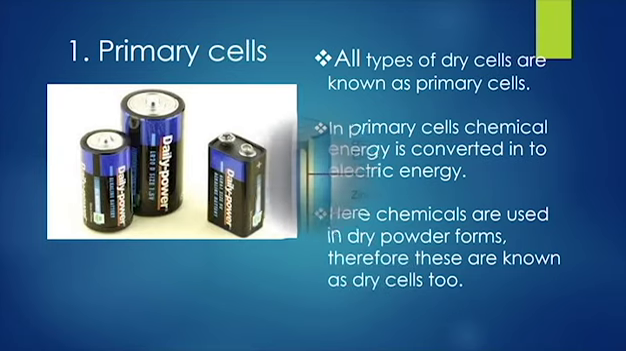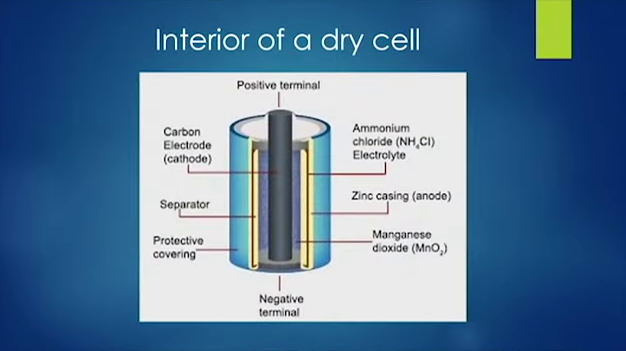Here we go with the interior of the dry cell. Carbon rod is used as a positive terminal and the electric conductor inside the dry cell, and the zinc casing acts as the negative terminal of the dry cell. Ammonium chloride and manganese dioxide are mixed as a paste to carry electric charges.